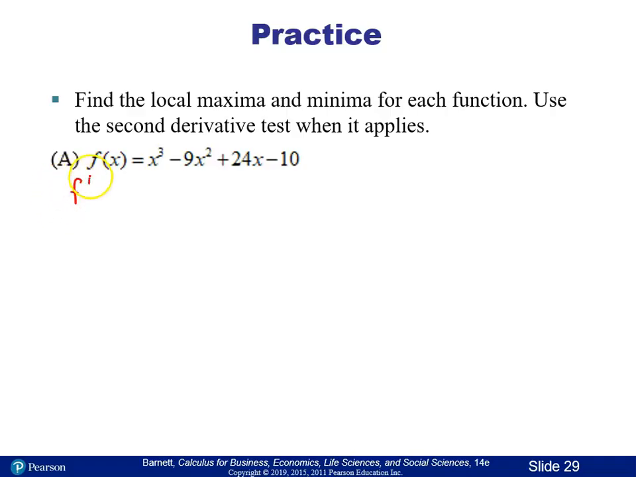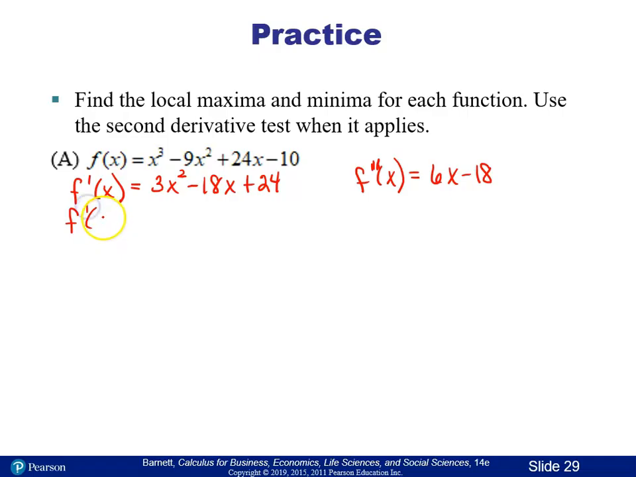Okay, so I'm going to have the first derivative of this function, which is 3x squared minus 18x plus 24. And I'm also going to end up needing the second derivative. Okay, so that's going to be 6x minus 18. Okay, so we want to find where this first derivative is equal to 0, right? So we want to set 3x squared minus 18x plus 24 equal to 0. So I'm going to take out my GCF, which is going to be 3, and that leaves me with this.